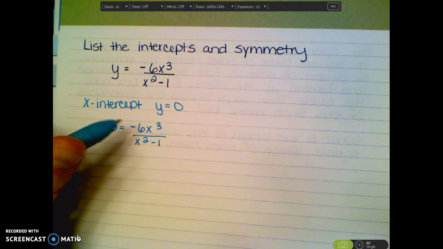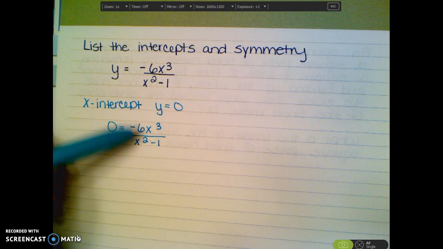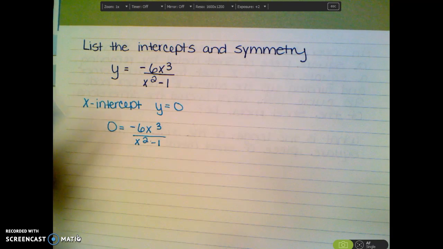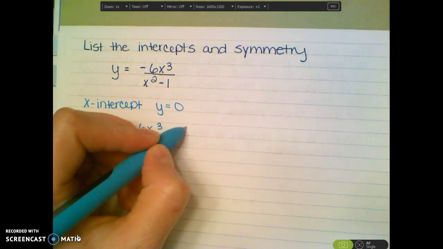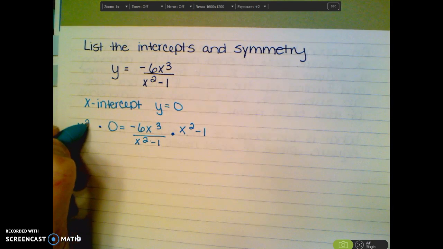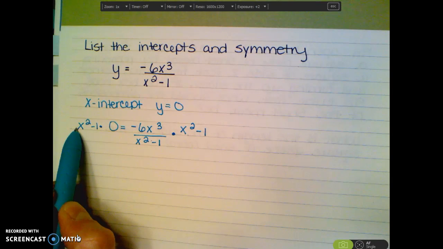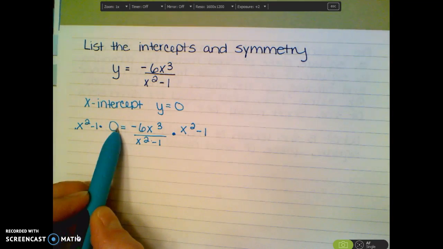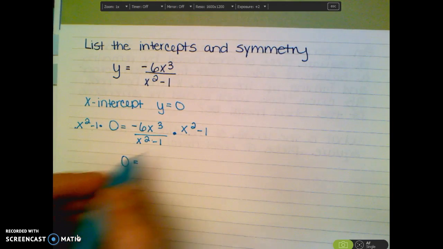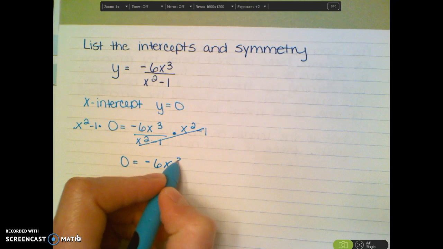So the first step we see in order to get x by itself is we would want to get rid of the fraction. So in order to get rid of the fraction, we would want to multiply by the denominator. So we would multiply this side by the denominator and multiply this side by the denominator. Now look what happens when we multiply this side by the denominator. This would be 0 because x squared times 0 is 0 and 1 times 0 is 0. So we have just 0 on this side. This cancels out. So we'll be left with negative 6x cubed.